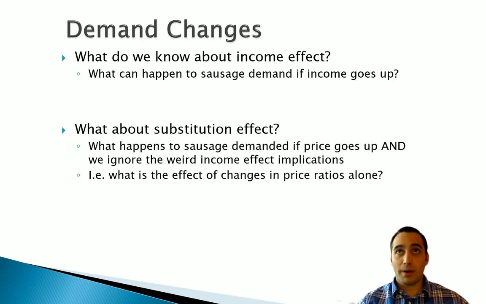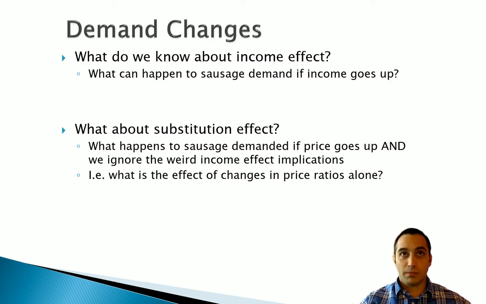So what do we know about income effects? That is, what can happen to sausage demand if your income goes up and sausage is one of your two items demanded? Think this one through, remember what happened last time, and draw me some different doodles. So should sausage demand go up, down, or do we not know?